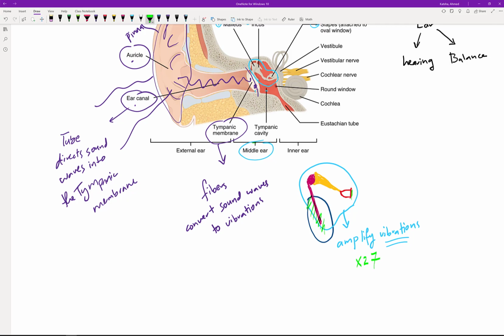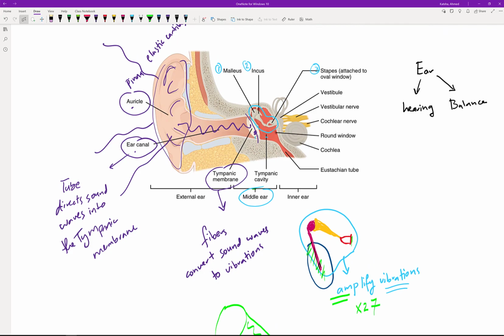Think of it, we are concentrating the vibrations. We're moving the vibration from a large area into a small area. So we are concentrating them, consolidating them into a small area. That's why we say their function is to amplify vibrations. So those are the major structures of the middle ear.